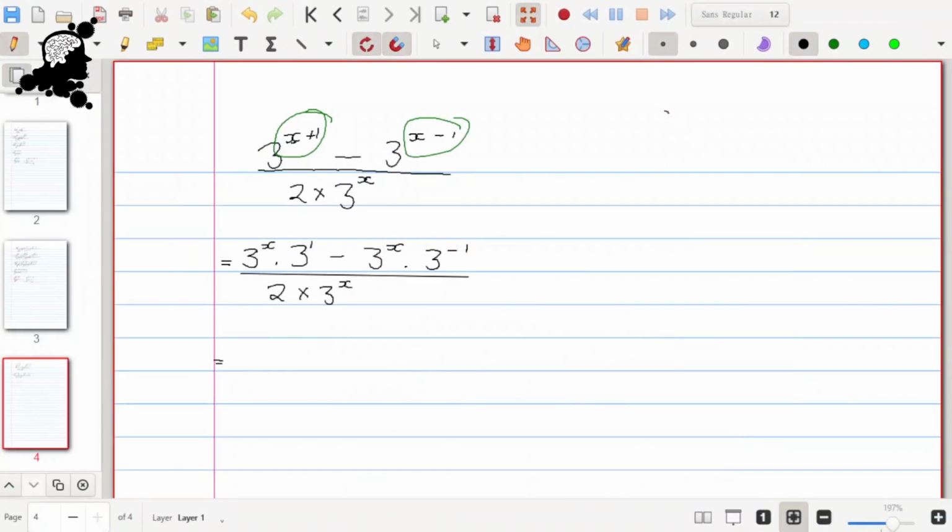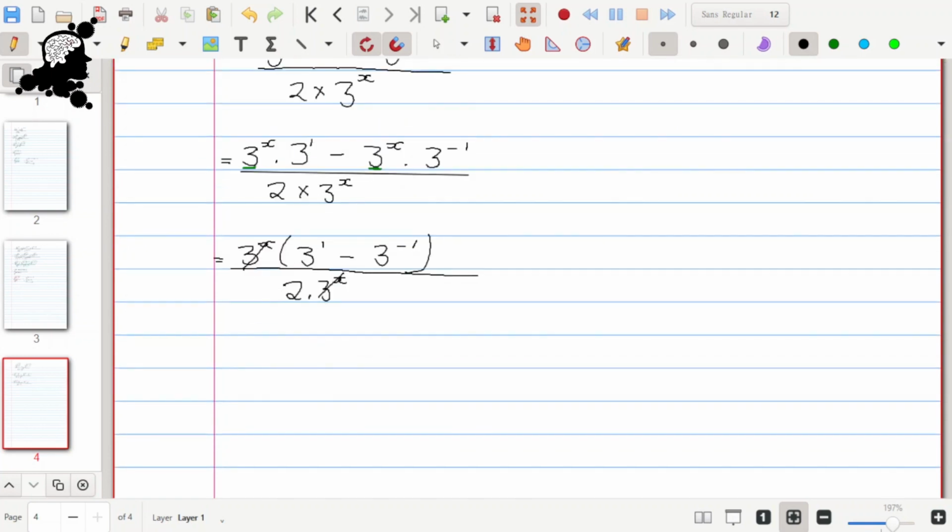What type of factorization can we use here? Let's see. I can see 3 to the power x. I can see 3 to the power x. I'm thinking common factor. So my common factor is going to be 3 to the power x. Then if I take out the common factor from the first term, I remain with 3 to the power 1. If I take out the common factor from the second term, I remain with 3 to the power negative 1, all over 2 times 3 to the power x. Now, at this point, you will see that your 3 to the power x and 3 to the power x cancel out.